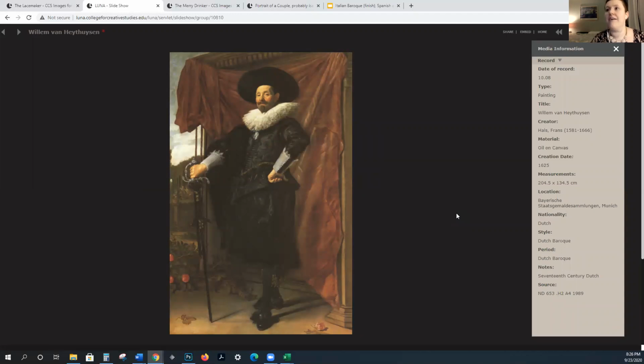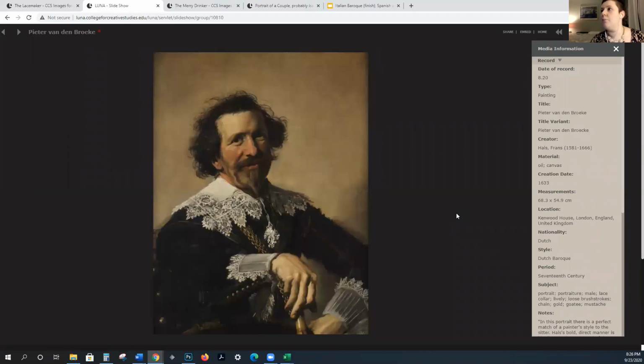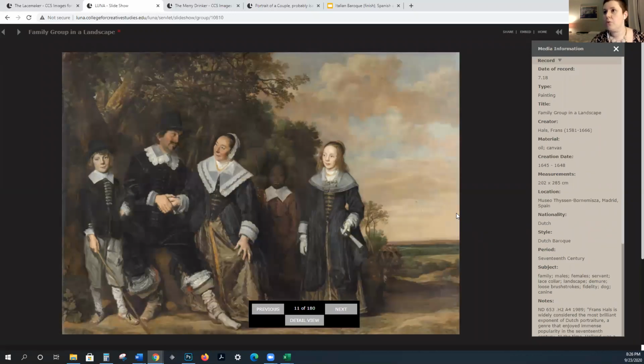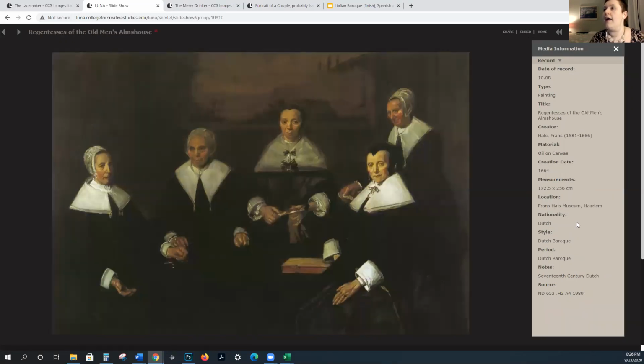So again, we see a lot of these portraits that feature a lot of lace, but typically very somber colors, okay? We see some servants or enslaved people as well. And again, this is the regentesses of the old men's almshouses. This would be where poor old men go when they have no money. And so this was a charity.